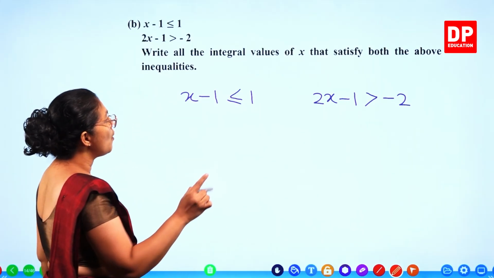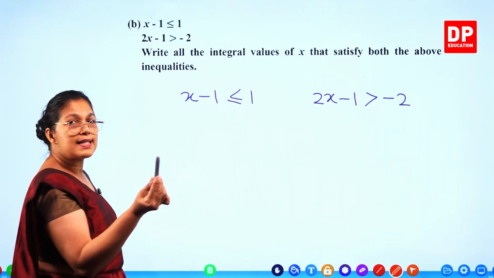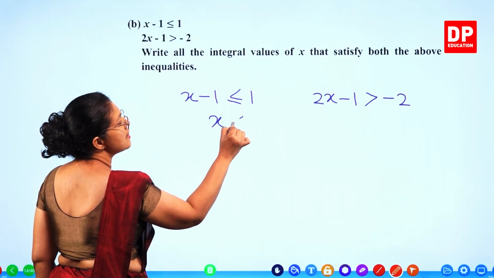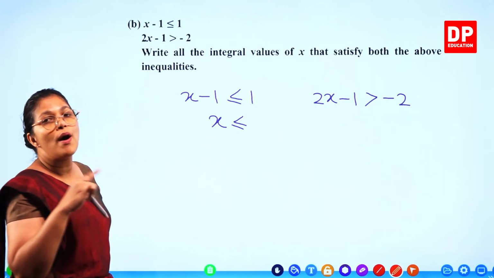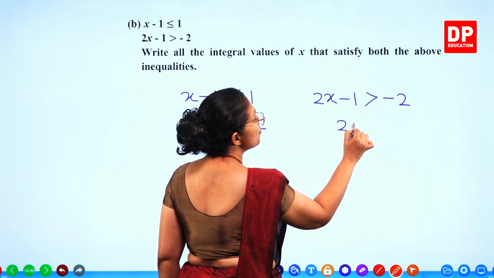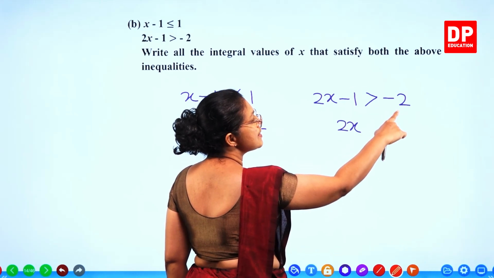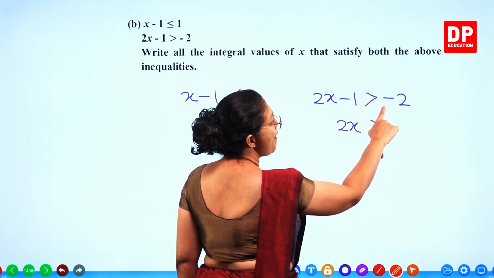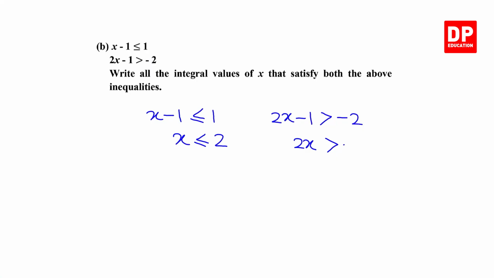Now solve the 2 inequalities. Take minus 1 to the other side. You get x less than or equal to 1 plus 1, 2. What about this one? 2x. Take minus 1 to the other side. That becomes positive 1. Minus 2 plus 1 is minus 1. Divide both sides by 2. You get x is greater than minus half.